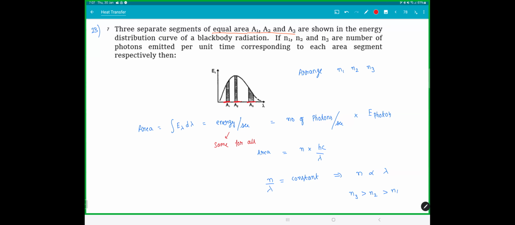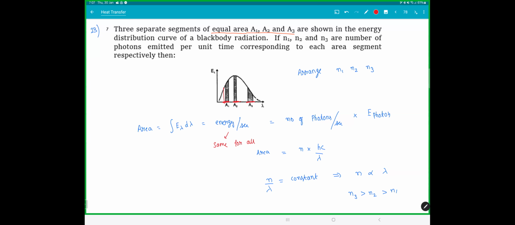Now we have issues actually. If you take the same width, who has the maximum area? A2 is the greatest. Then comes A1. Then comes A3. Agreed? Makes sense? And what is area proportional to? Area is N2 lambda 2 greater than N1 lambda 1 greater than N3 lambda 3. So if you want to compare between 1 and 2, who has more wavelength? Lambda 2 is bigger. And this is a greater sign.